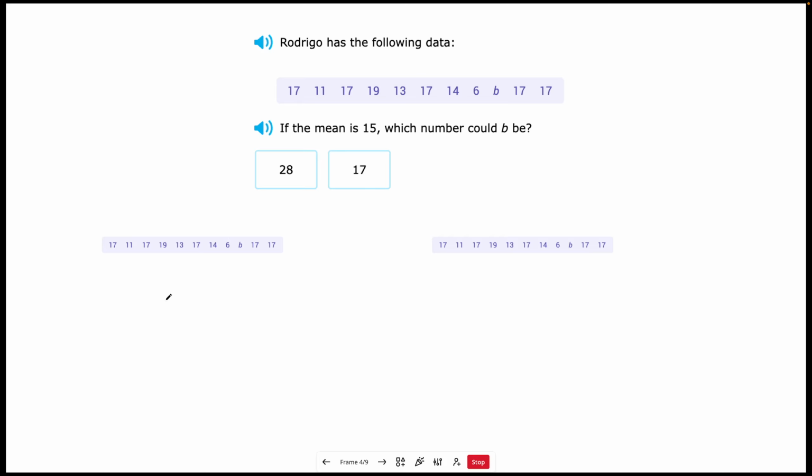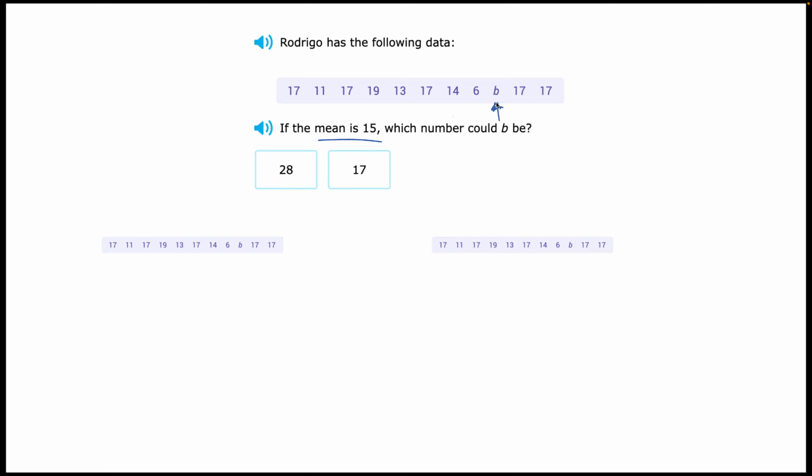So it says Rodrigo has the following data. Gives us the data here. It says if the mean is 15, which number could B be? So the B that they're talking about is in the set of numbers. Okay, it's here. And so the question is asking, it's kind of backwards. They give you the answer, so to speak. They say, okay, the average or the mean is 15, and how did I get that answer of 15? Which number did I use in the set of data?